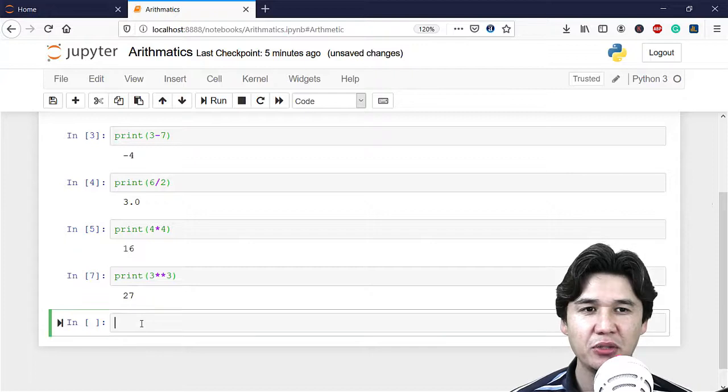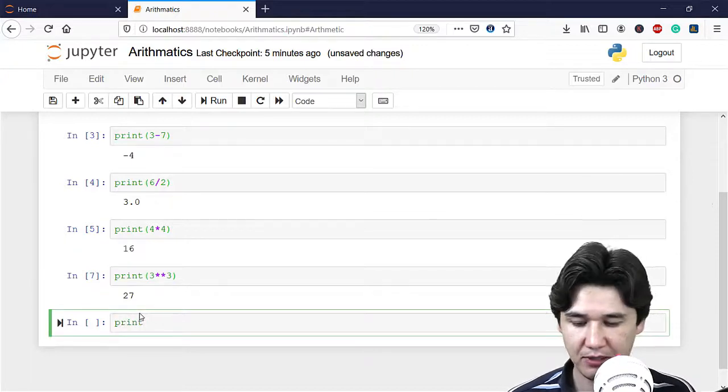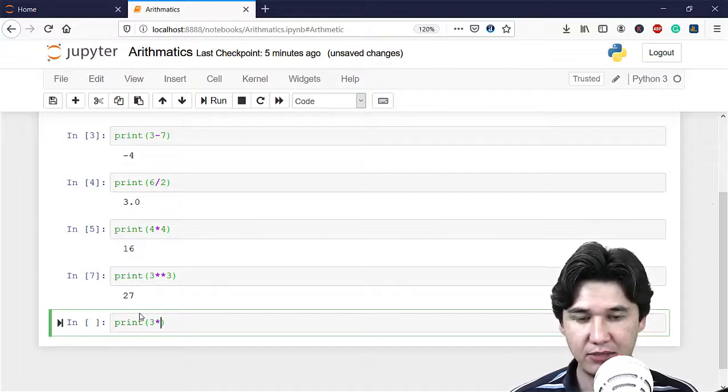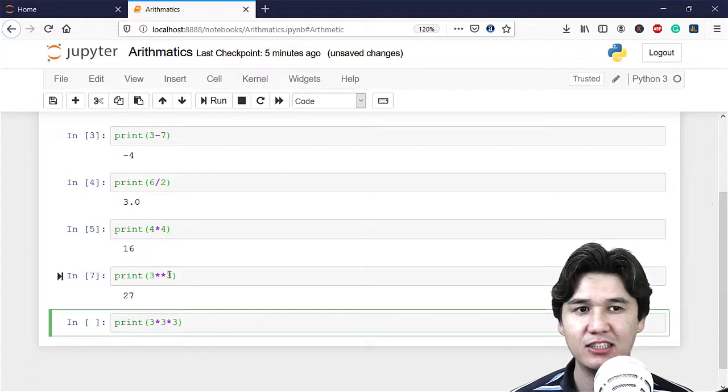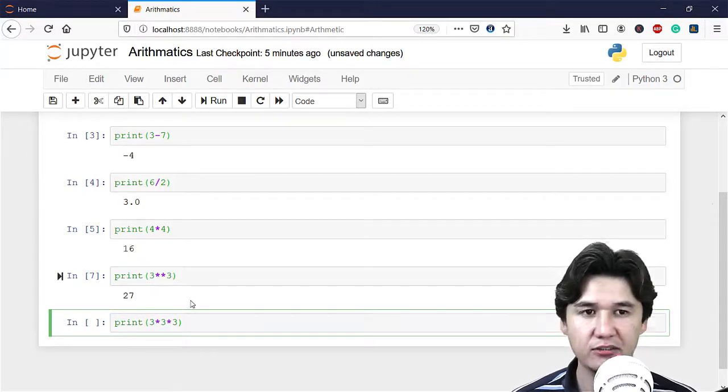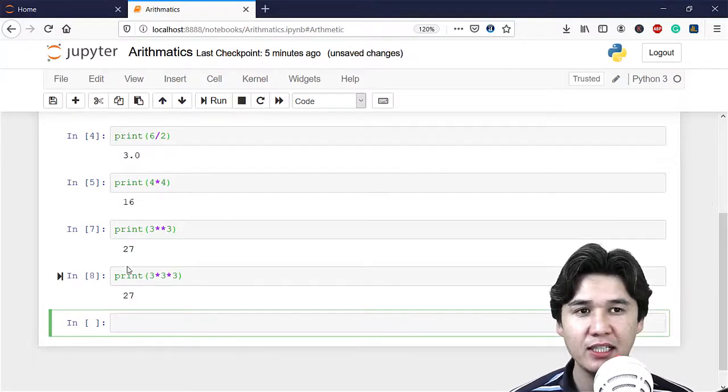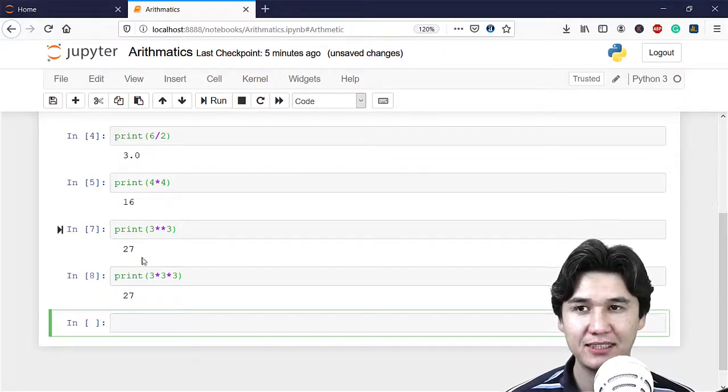It means that we are multiplying 3, multiplied by 3 and multiplied by 3. We are multiplying 3 times, and it is the cube of an integer which we are doing right now. Now when I run it, we will get a similar result.